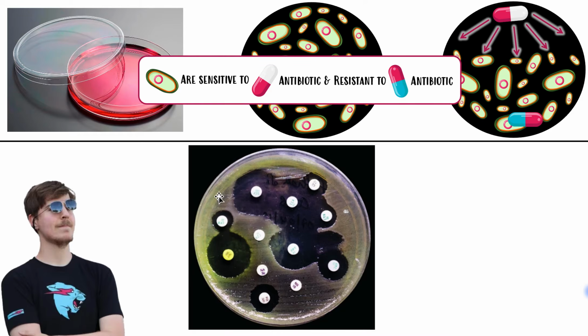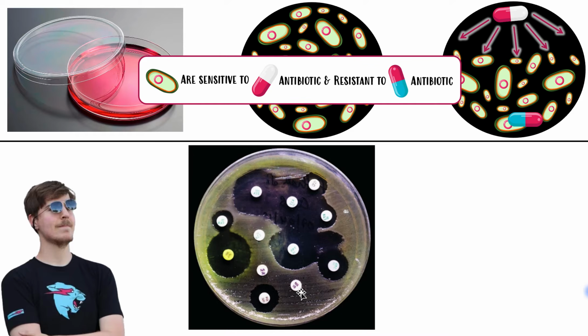Okay, so here's a real image. Let's say this whole thing was done for Mr. Beast. We got all these little circles. They are little antibiotic pills. And you can see here, this whole greenish area, that's all the bacteria growing. So you can see around some of these pills, there was a lot of death. No bacteria was able to grow. But around some of these other ones, bacteria were able to grow.